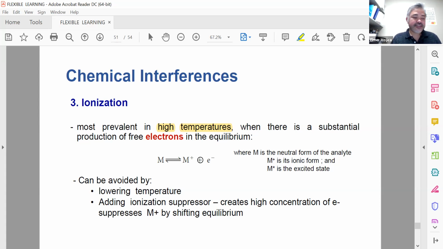So how do you correct there? You lower the temperature. You add this so-called ionization suppressor, which creates a high concentration of the electron that suppresses the M+ by shifting the equilibrium. So remember in your Gen Chem, you increase this one, the backward reaction is favored. So maybe you can add a metal that can be ionized more easily. So when you can ionize easily, you have there more electrons.